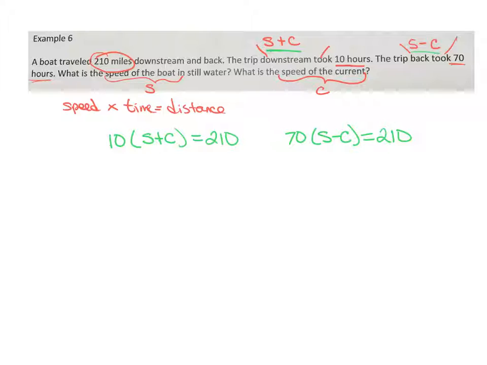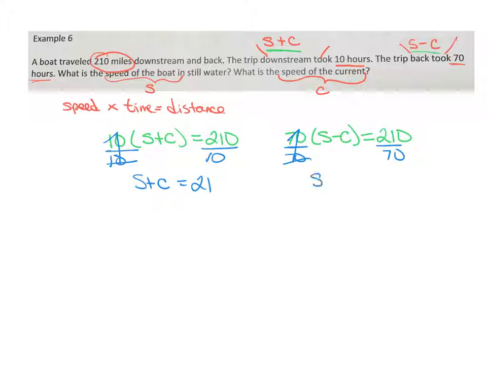So now, when we're trying to calculate this, the first thing we need to do is get it into a simple equation. And when we've got this multiplication here like this, it's not quite as simple. So we're going to need to divide by our coefficients. So we're going to divide by 10 for this equation. And when we do that, this becomes a giant 1, and we get S plus C equals 21. Now over on this other equation, we're going to have to divide by 70.